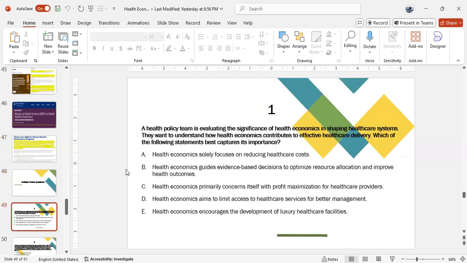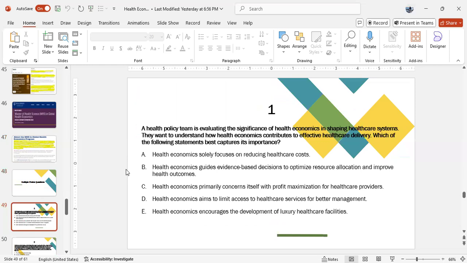Moving forward to the multiple choice questions. A health policy team is evaluating the significance of health economics in shaping healthcare systems. They want to understand how health economics contributes to effective healthcare delivery. Which of the following statements best captures its importance?